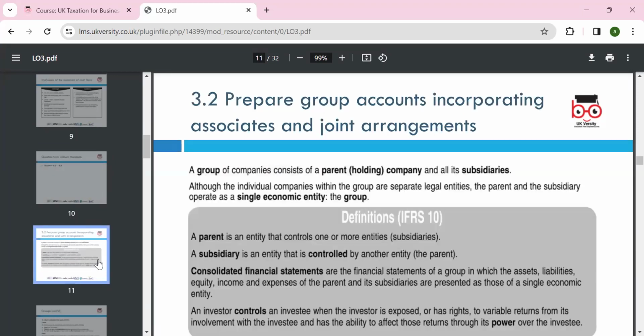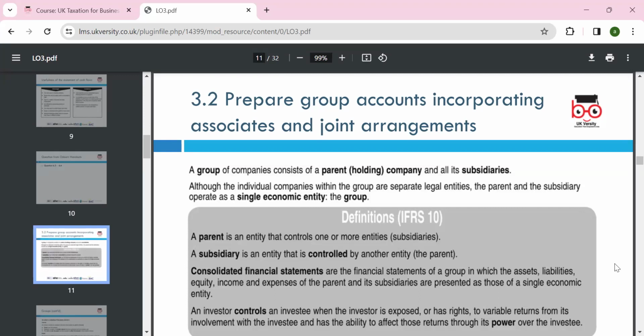Okay, then you have 3.2, prepare the group accounts incorporating associate and joint arrangement. A group is a company that consists of a parent, subsidiaries, and associates. They form a single economic entity.